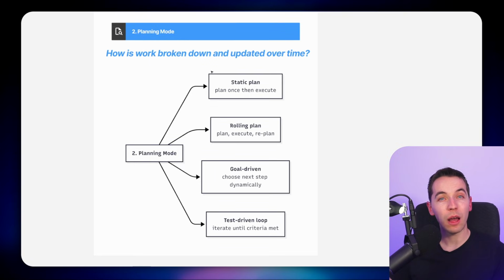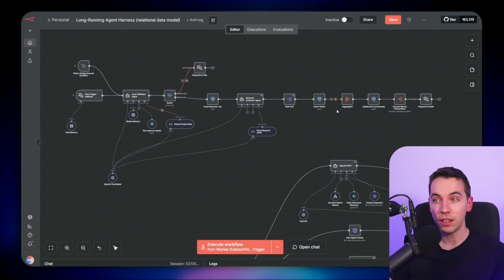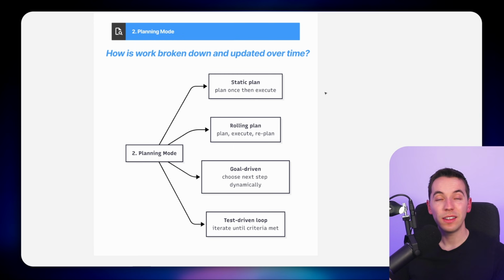The next question is, how is work broken down and updated over time? Within this video, the initiator section of this workflow executed a plan at the very start. This is effectively a static plan. It creates lots of different tasks, and then the task worker harness will be used to execute those one by one. But you could also have a rolling plan. You could start with an initial planning stage, execute based on that, and then reevaluate and then replan to see what the next course of action is.